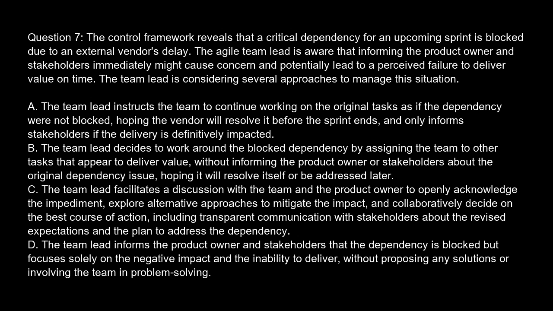Option A. The team lead instructs the team to continue working on the original tasks as if the dependency were not blocked, hoping the vendor will resolve it before the sprint ends, and only inform stakeholders if the delivery is definitively impacted.